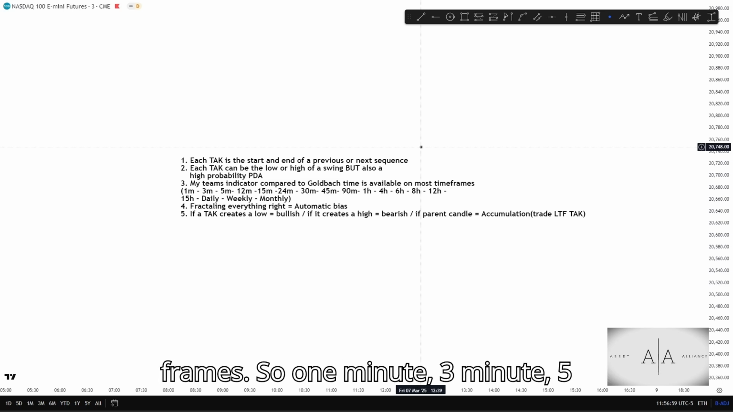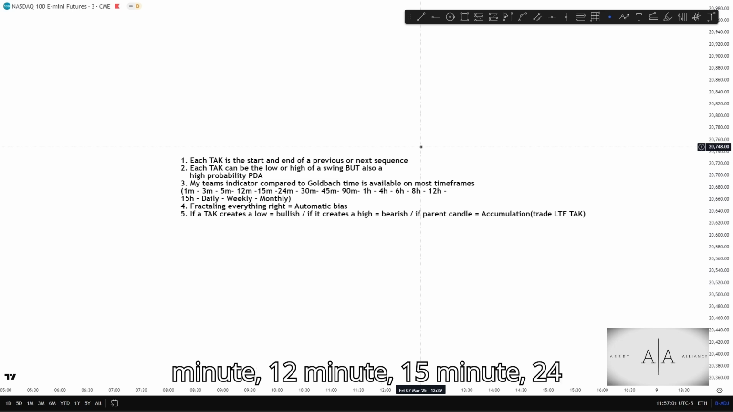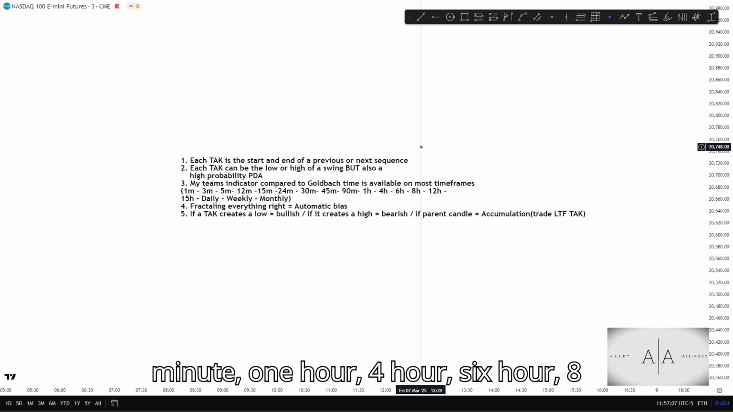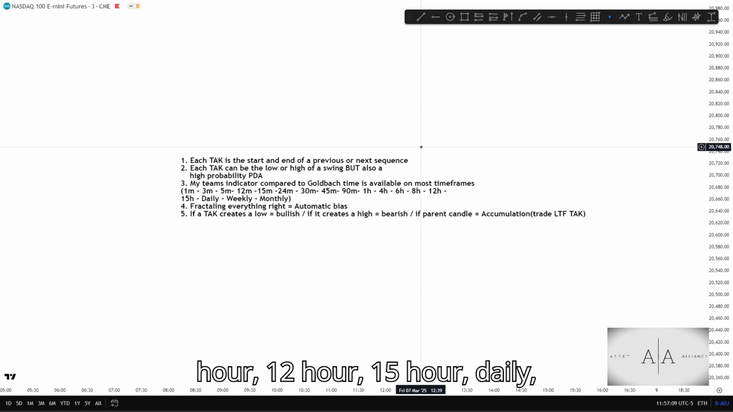My team's indicator, compared to go back time, will be available on these time frames: 1 minute, 3 minute, 5 minute, 12 minute, 15 minute, 24 minute, 30 minute, 45 minute, 90 minute, 1 hour, 4 hour, 6 hour, 8 hour, 12 hour, 15 hour, daily, weekly, and monthly.